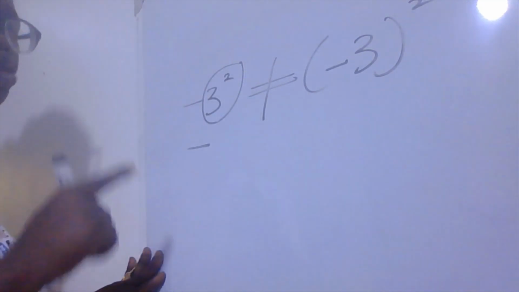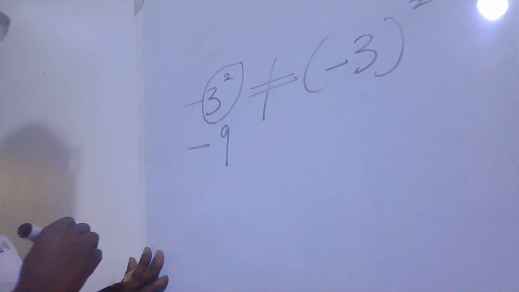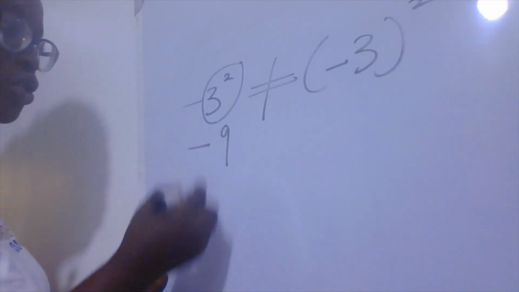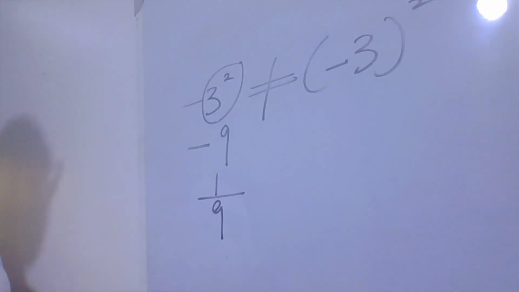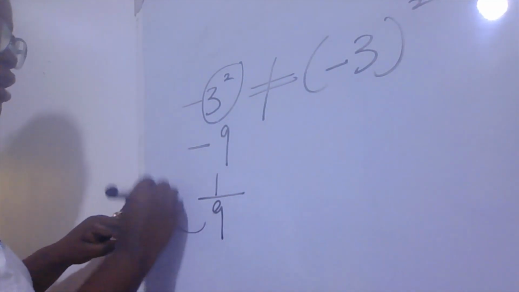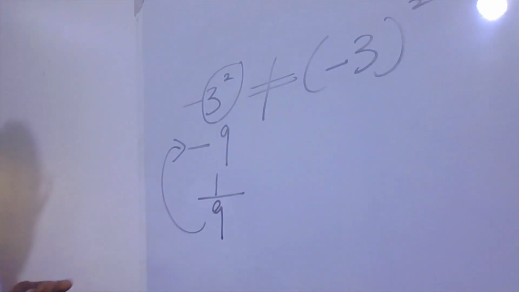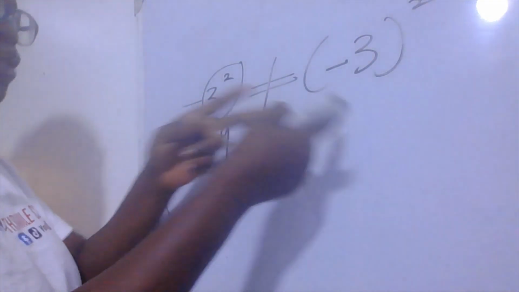3 to the power of 2 will now be what? 3 times 3, and that is 9. And we have minus 9. Or if you want to write it as a fraction, you can write it as 1 all over 9. So this is the same thing as this, minus 9 and 1 over 9. It's the same thing. Now let's check if it's actually not equals to this.